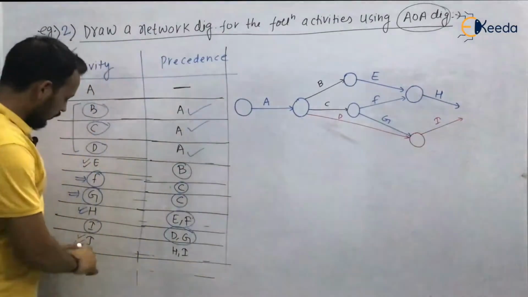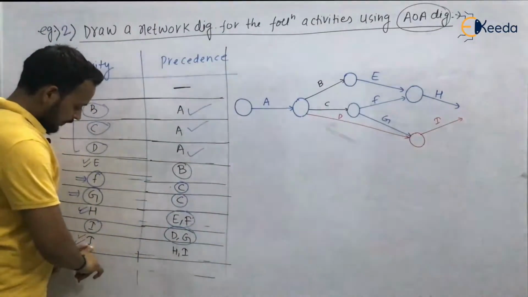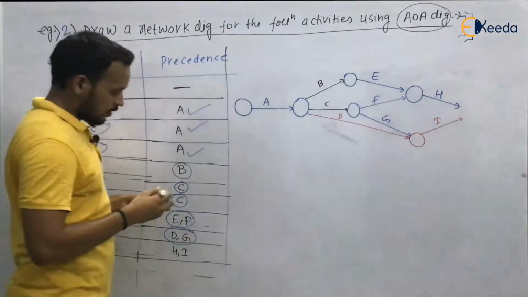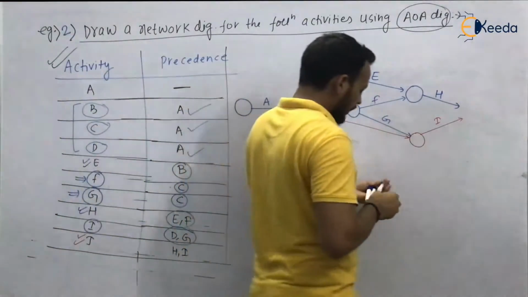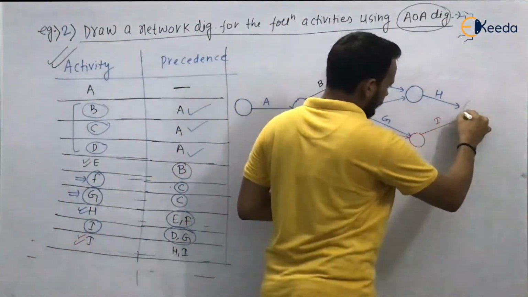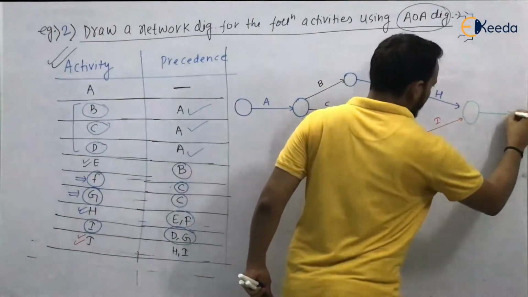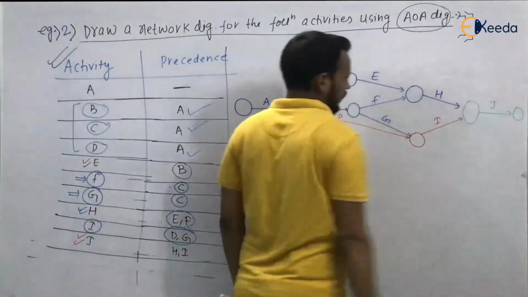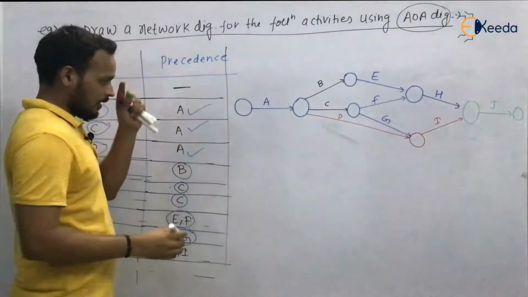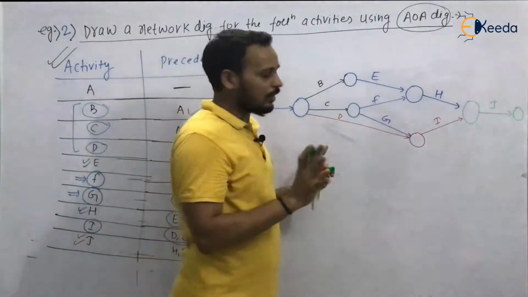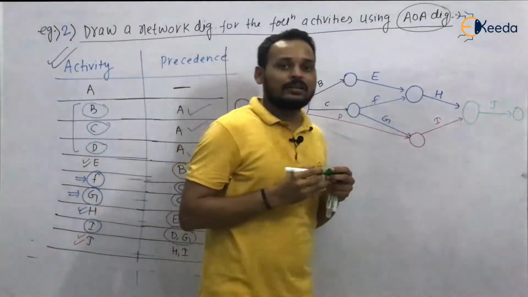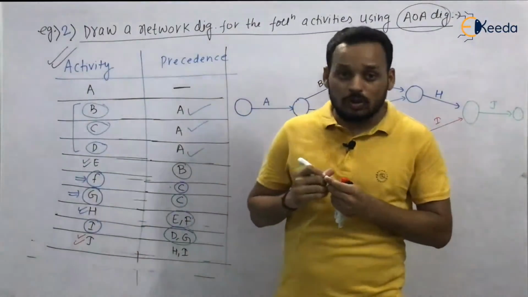And for activity J, the precedence is H and I. So H and I have to be terminated at a common head. And the next activity is activity J. Just check the rules, check this network diagram, and try to make your own network diagram.